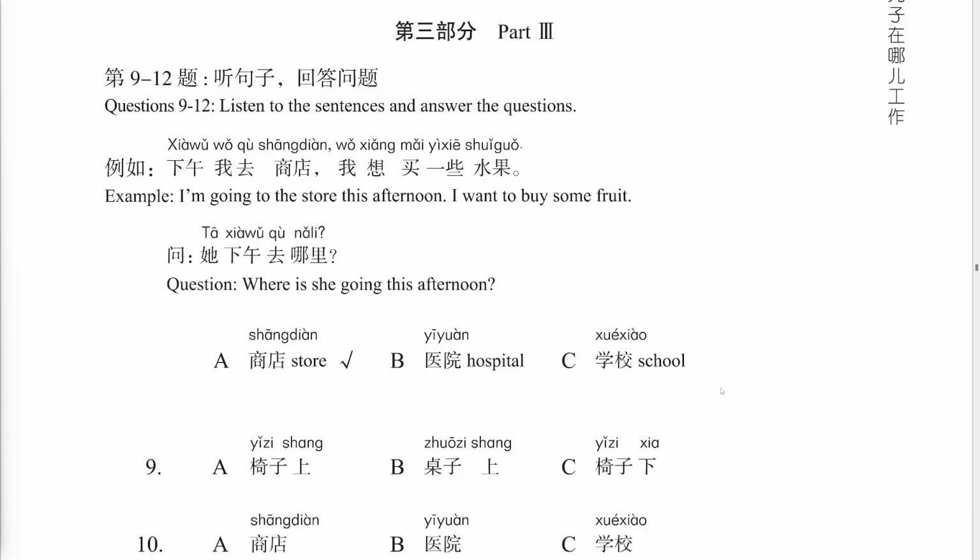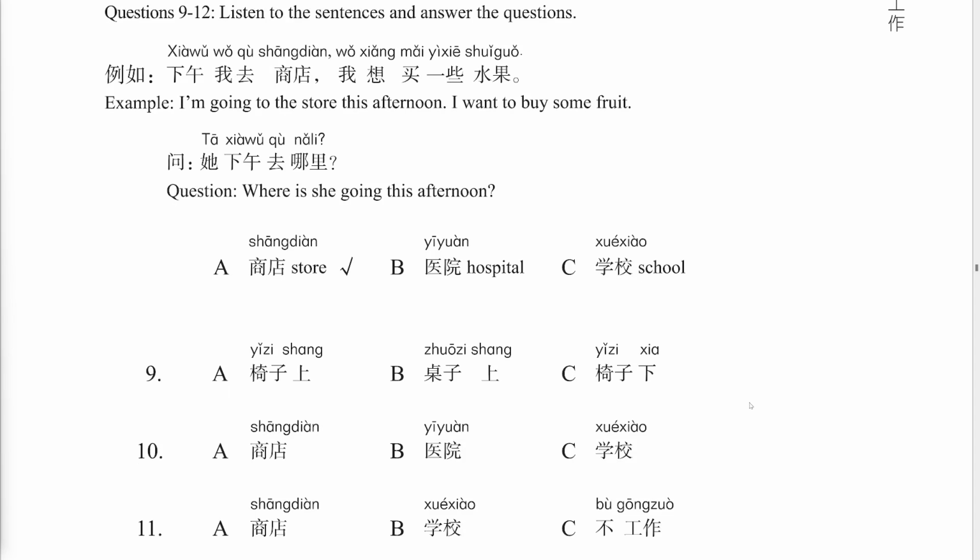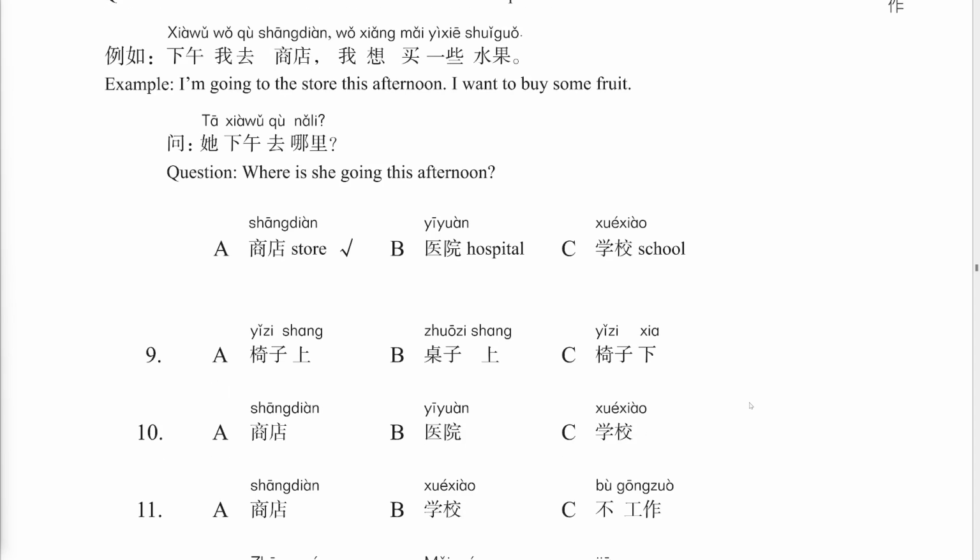第3部分 Part 3. 第9到12题，听句子，回答问题。Questions 9 to 12: Listen to the sentences and answer the questions. 例如 Example: 下午我去商店，我想买一些水果。I'm going to the store this afternoon. I want to buy some fruit. 她下午去哪里？Where is she going this afternoon?